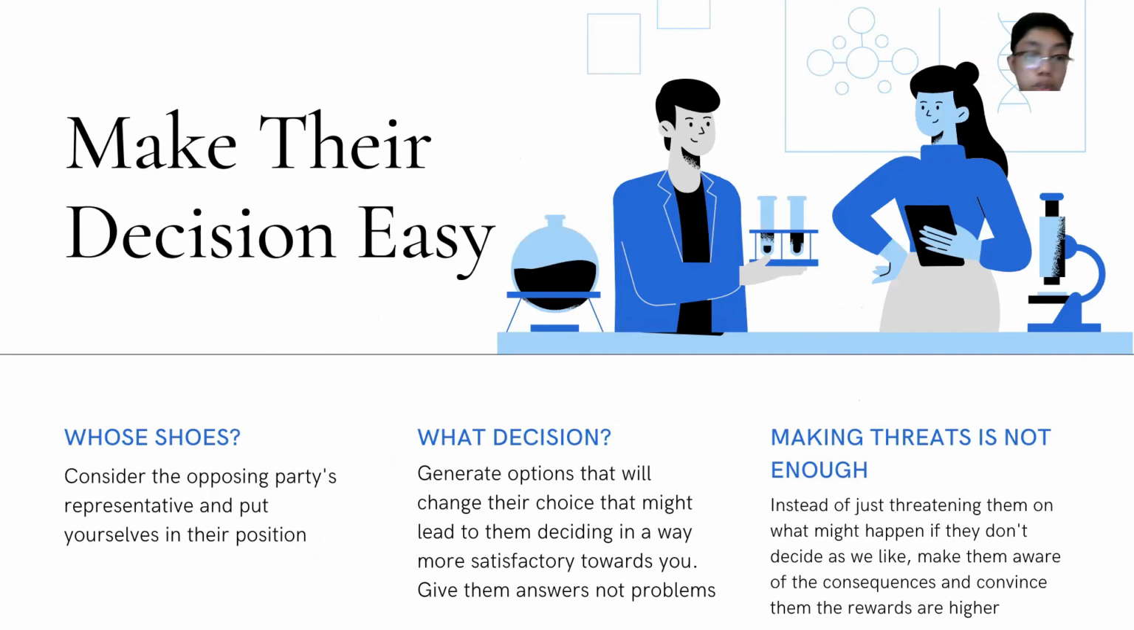The first one is whose shoes, which basically means you have to consider the opposing party's representative and put yourself in their position. Second one is what decision, and that is when you generate options that will change their choice, that might lead to them deciding in a way more satisfactory to you. Basically, you give them answers, not problems. The third one is making threats is not enough.